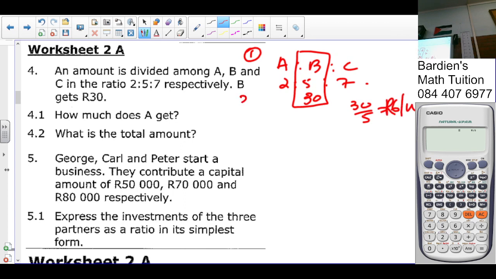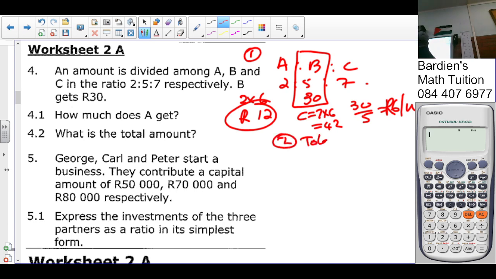A gets 2 times 6, that's 12. So A gets 12 Rand and C gets 7 times 6, which is 42. So the question is, how much does A get? 12. What is the total amount? So the total is going to give you 12 plus 30 plus 42, which is 84. Okay? Any confusion here? No?